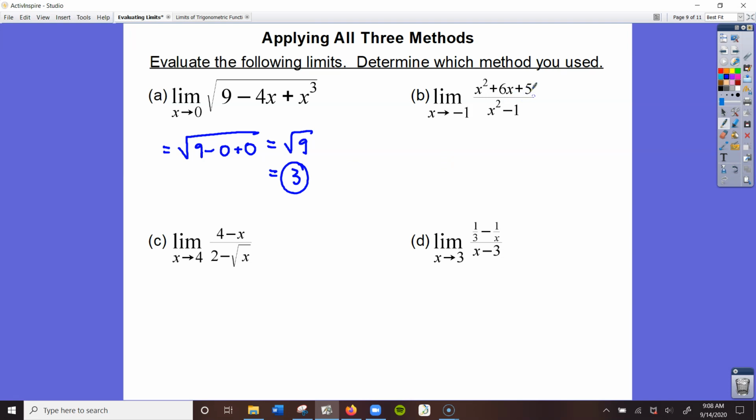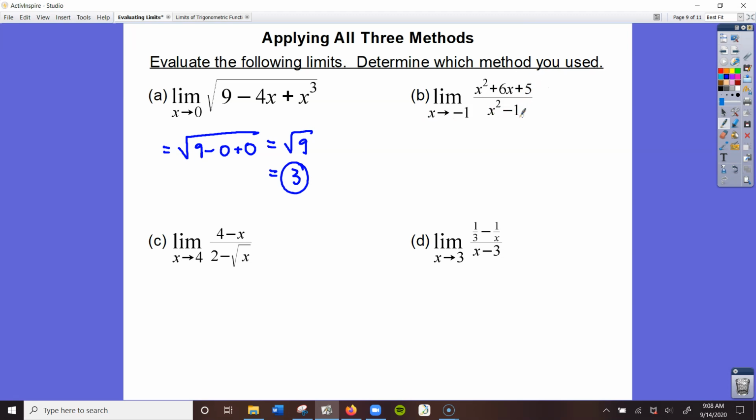For b, I have a rational function. See, if I were to plug in this negative 1, in the denominator I would end up with negative 1 squared, which is a positive 1, minus 1, which gives me 0. So therefore, because I would get a 0 in the denominator, I have to find another method, meaning that I'm going to use the factoring method.